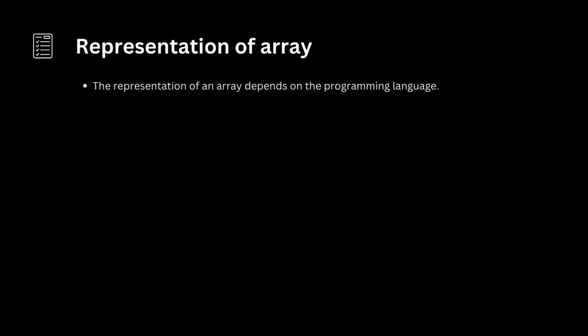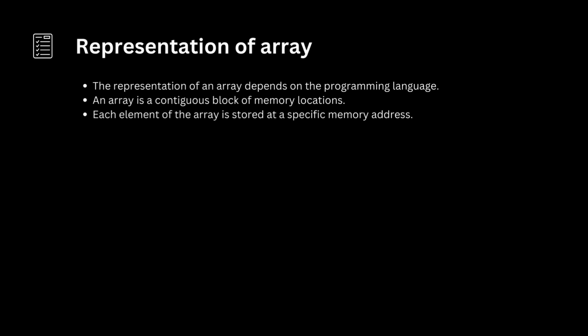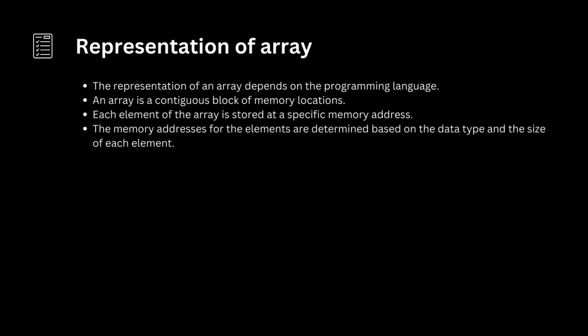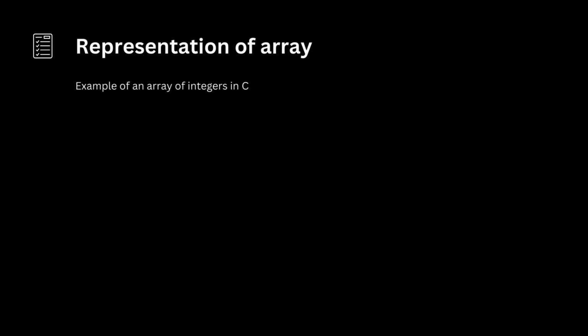The representation of an array depends on the programming language. However, I will provide a general explanation of how arrays are represented in memory, using a one-dimensional array as an example. In memory, an array is a contiguous block of memory locations, and each element of the array is stored at a specific memory address. The memory addresses for the elements are determined based on the data type and the size of each element. Let's consider an example of an array of integers in C.